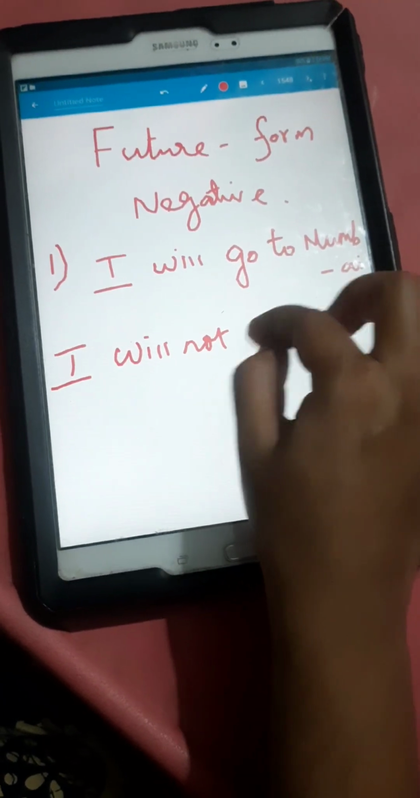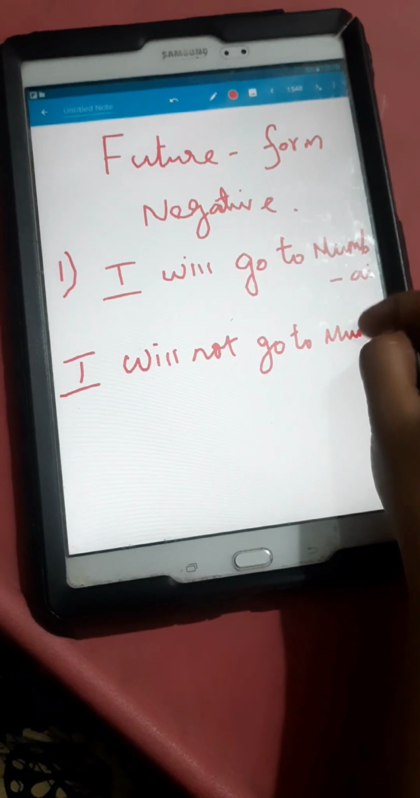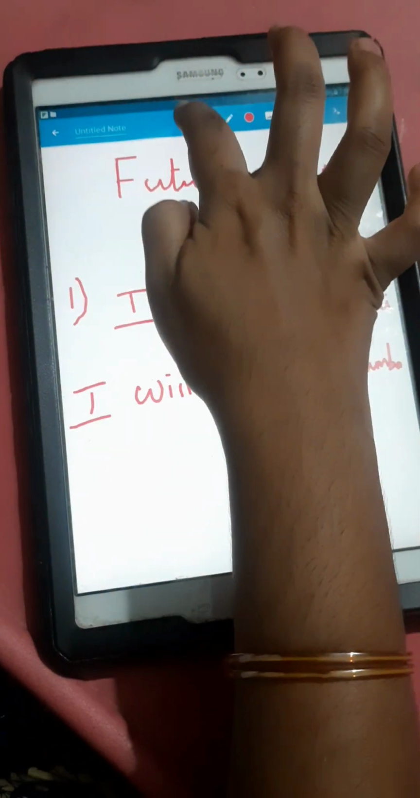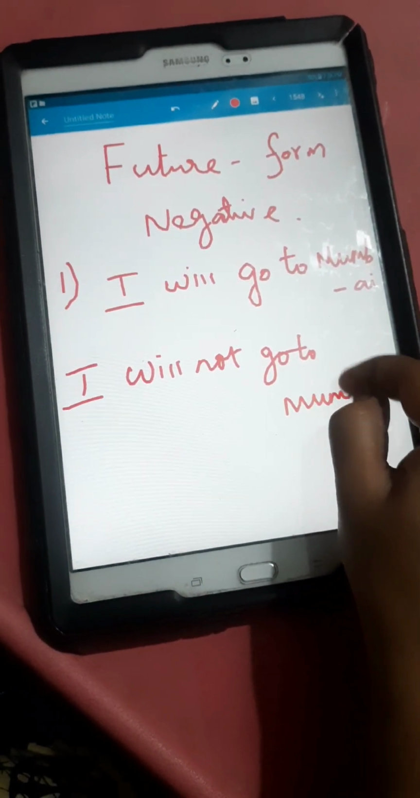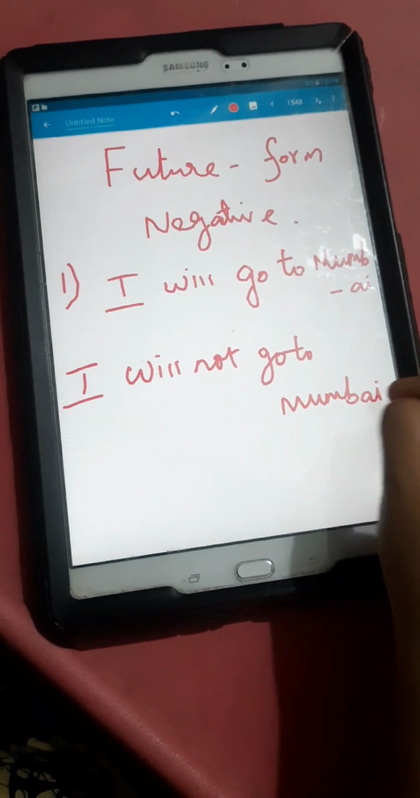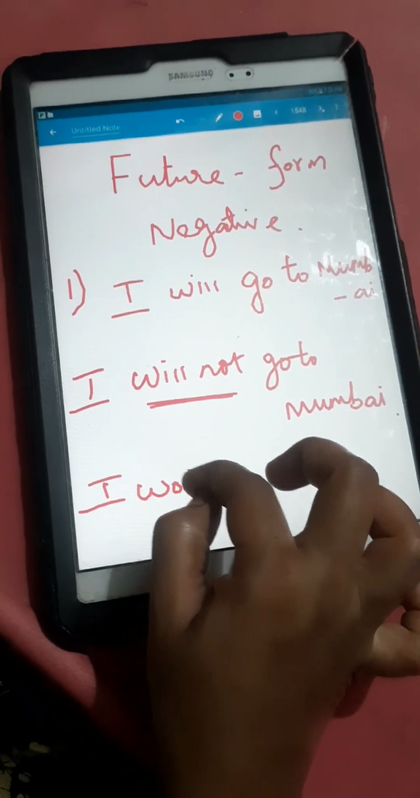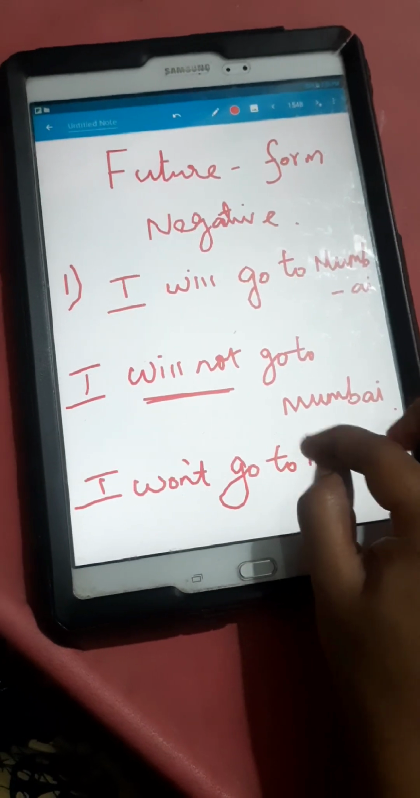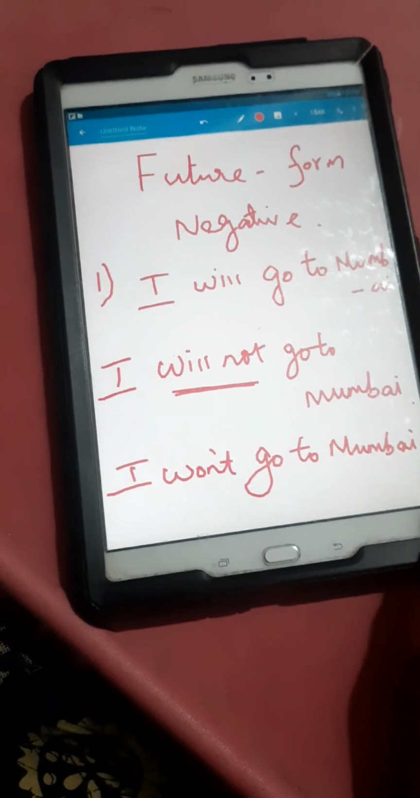In contracted form, if you want to write it, we can say will not as won't. Yes, I won't go to Mumbai. Like that we can make a sentence. This will be form of will we can use for all the subjects, I, we, you, they, he, she, it. So that you already know. Like this we can make a sentence. Will not changes into won't. I won't go to Mumbai.